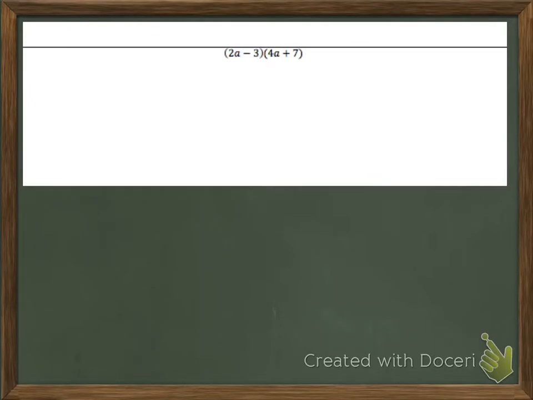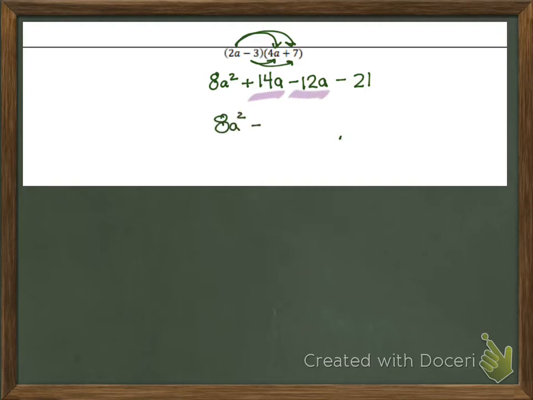All right, for this one, go through and hopefully following FOIL and getting to the right conclusion. We'll check that. And so you're multiplying your first terms. 2a times 4a is 8a squared. Then you've got your outer terms, and that's going to give us plus 14a. Inner terms, negative 12a. And last term, negative 21. Again, don't forget, you've got like terms to combine. So you end up with an 8a squared plus 2a minus 21.